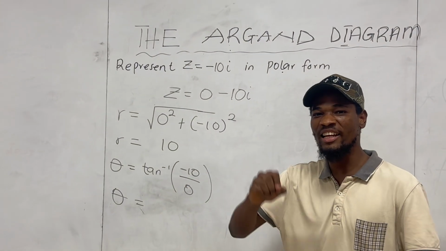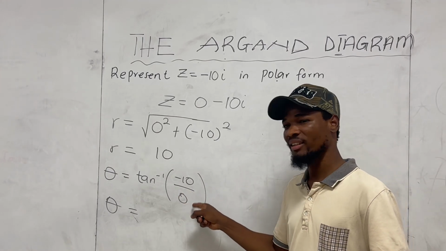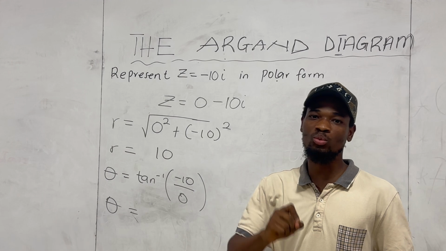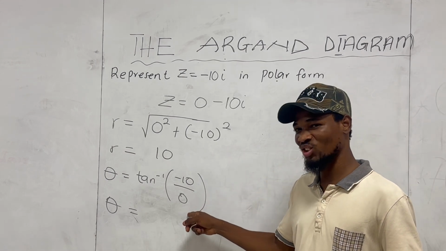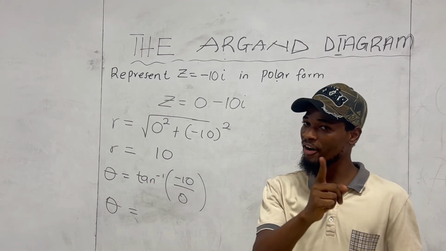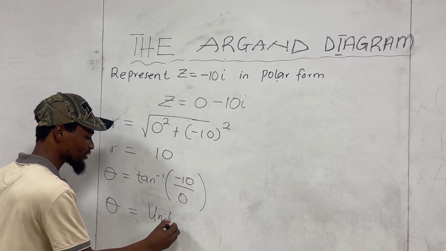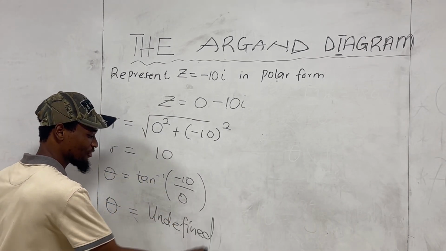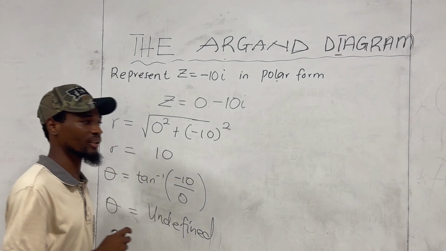So have you seen the limitation over here? The calculator can't go beyond this scope. As a result, we need to employ the Argand diagram to continue. The relevance of the Argand diagram is very key. You can't solve for this, it is undefined. Let's see how the Argand diagram can help us here.